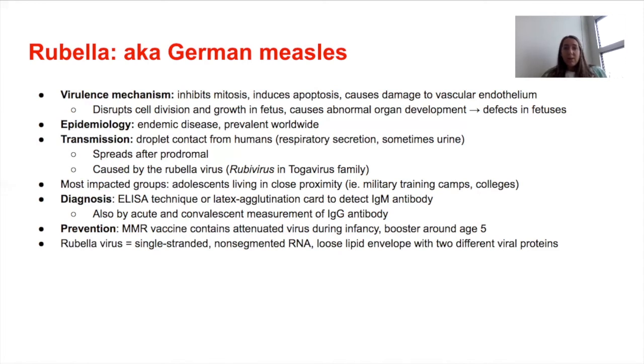Prevention, you can get an MMR or MMRV vaccine, which contains attenuated viruses. And you get these typically during infancy, and then you get a booster around age 5, and that protects you lifelong from the rubella virus. It's a single-stranded, non-segmented RNA with a loose lipid envelope and 2 different viral proteins that make up the virus. So it's a relatively simple virus, but it can cause a lot of damage like we've just looked at.